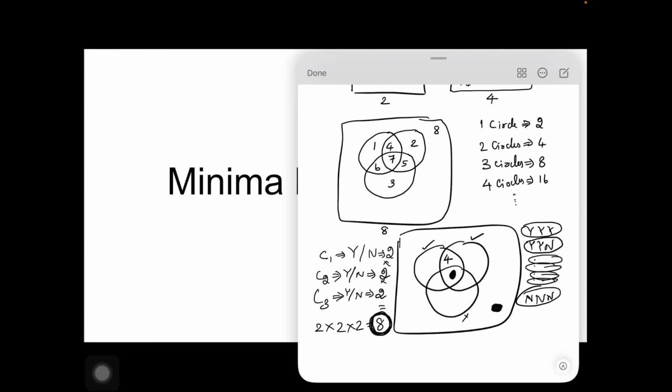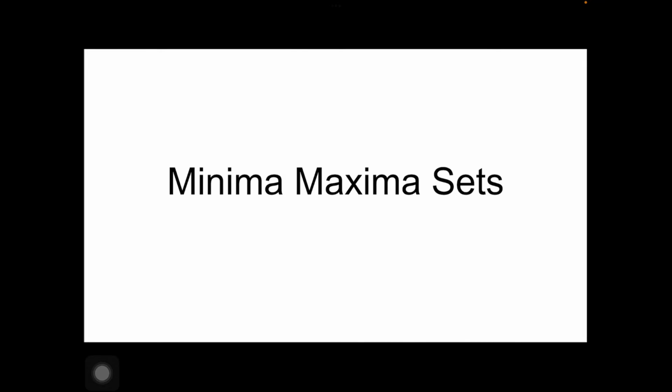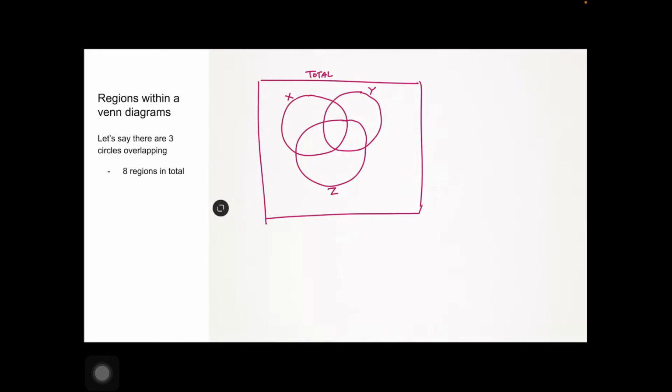So now that we know that for a 3 circle Venn diagram, there will be 3 circles which are overlapping on top of each other, and there will be 8 regions. Now let's call the first circle as X, second circle as Y, and third circle as Z.